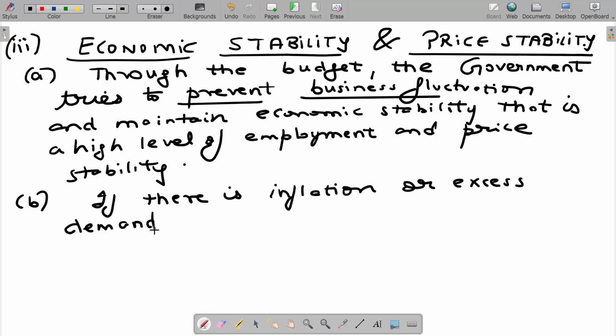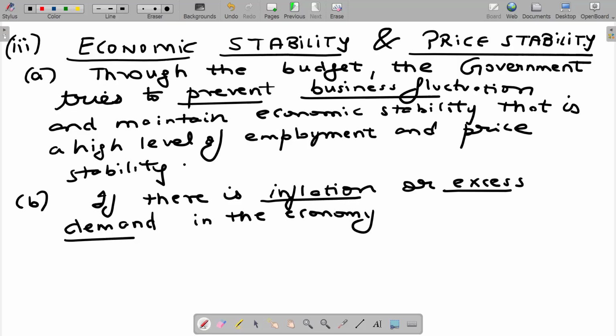If there is inflation or excess demand in the economy, what will the government do? The government will have to reduce the demand to reduce inflation. How will the government reduce demand? The government will increase taxes. The government will stop subsidies. The objective will be to cut down on spending. When there is excess demand in the economy, the government will take action through the budget by cutting the spending. When people will spend less, demand will automatically fall. Inflation will automatically be corrected.